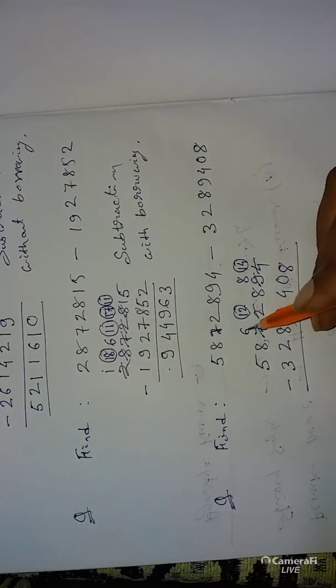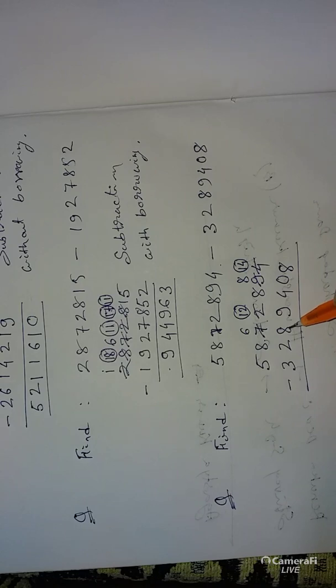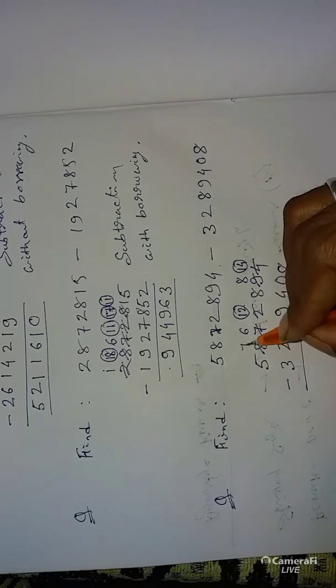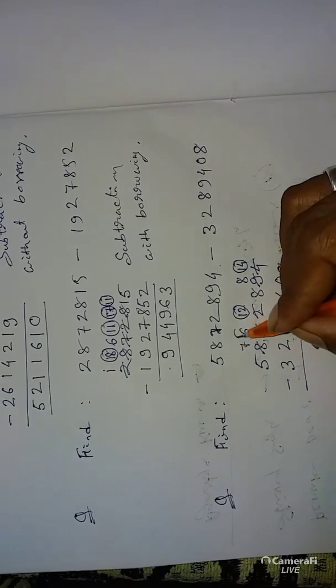Now here it is possible, but 6 minus 8 is not possible. So again, borrowing 1 from here, 8 becomes 7 and 6 becomes 16. Now 16 minus 8 is possible, 7 minus 2 is possible, 5 minus 3 is possible.